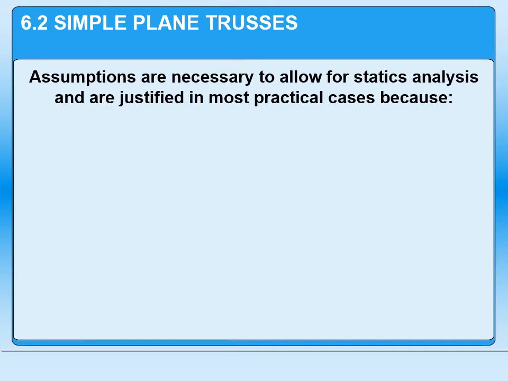First off, they're necessary for our statics analysis. We do have limited tools at our disposal, so to make a truss analyzable using our static equations, we need to make these assumptions. But then the question is, are they justified? So that when we use this analysis, are the results we get similar to what would happen if you analyzed a real, physical truss? And this is what we find.